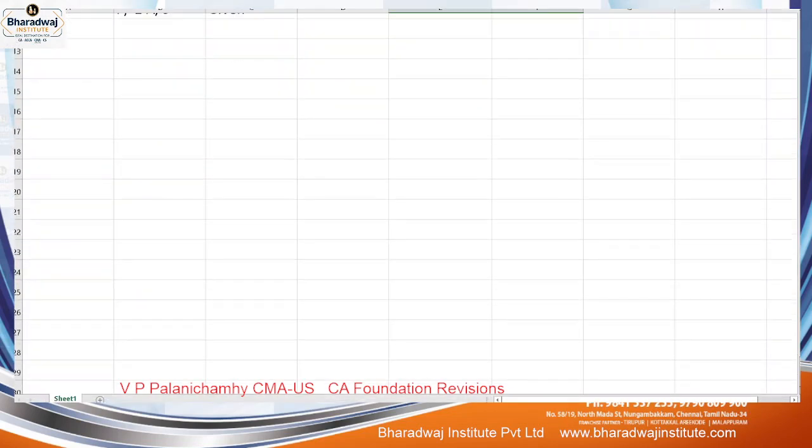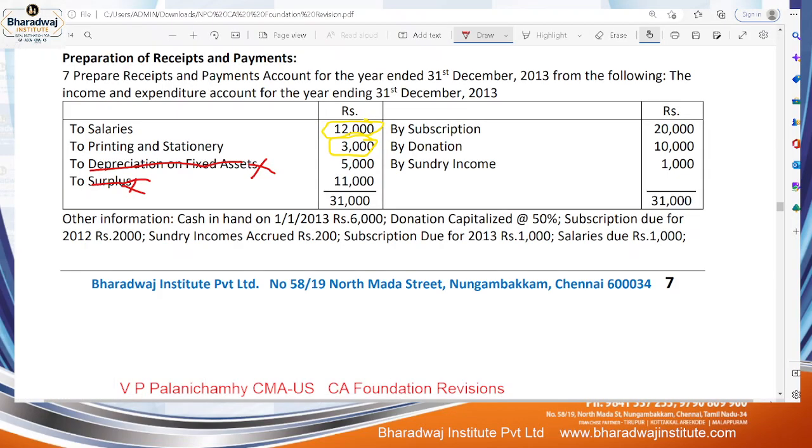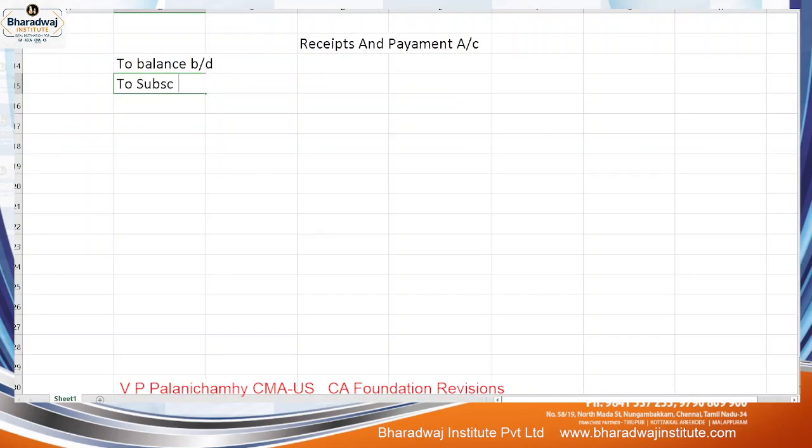Wait. So for this, when you prepare, it's a small question first. Receipts and payments account when you prepare. Receipts and which account? Payments account. To balance brought down. Then record all the receipts. What are the incomes received? Subscription received you have to take. Same way, what you have to take? Donation received. Total amount received you have to take it. Same way sundry incomes. Sundry incomes received. All the receipts you have to take it.